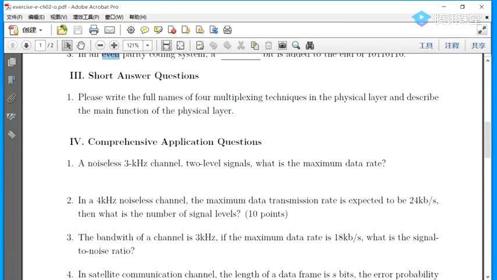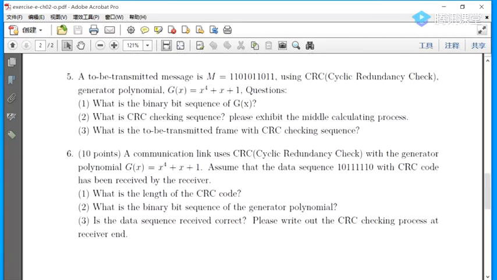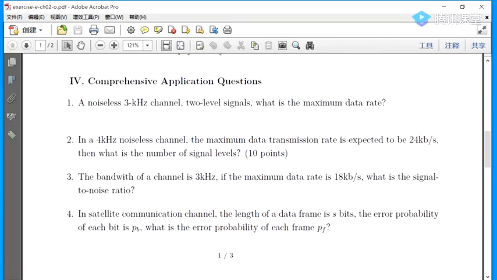Then the comprehensive application questions. We have 6 questions. Question 1. A noiseless 3 kHz channel, 2 level signals. What is the maximum data rate?